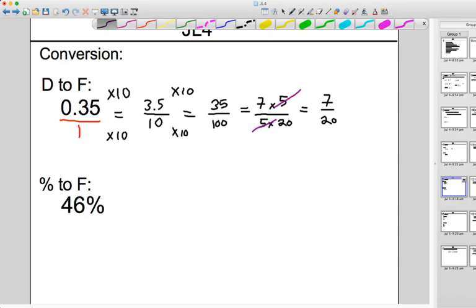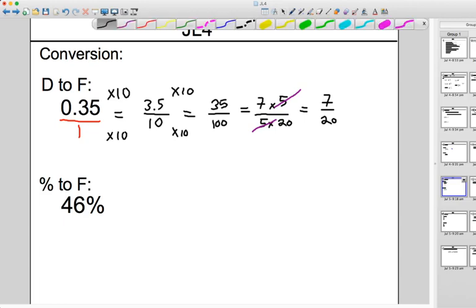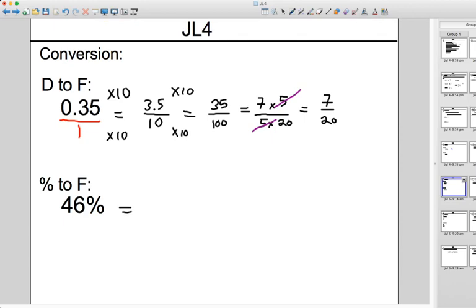So the key to this is to write the decimal over 1, to multiply by 10 until the decimal point disappears, and then to cancel down your fraction. What about a percentage to a fraction? This one's easier. We should know from what I told you earlier that 46% is 46 over 100.